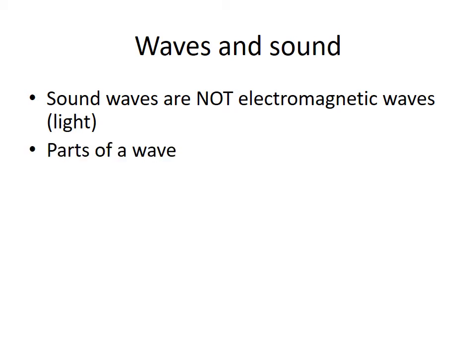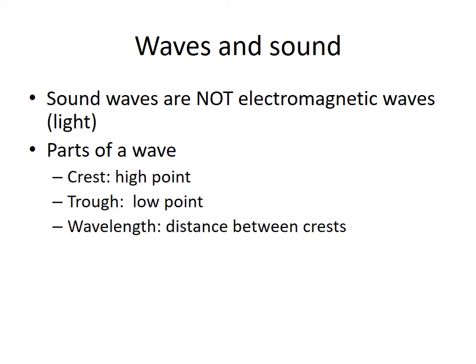So to get this down, you're going to need to know the parts of the waves and how to describe them and how they relate to one another. So when I'm talking about a wave, the first thing you probably think of is the waves in an ocean. You've got your high point, which would be your crest, and you're going to have your low point, which would be your trough. Now, if you're measuring the distance from crest to crest or trough to trough, that is going to be your wavelength, how far it is in between them.